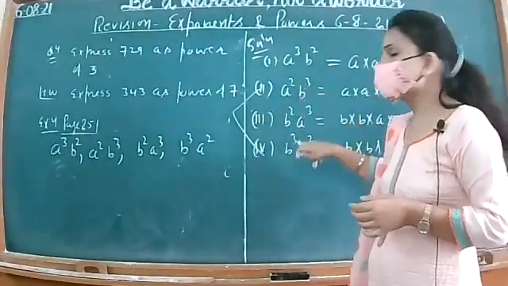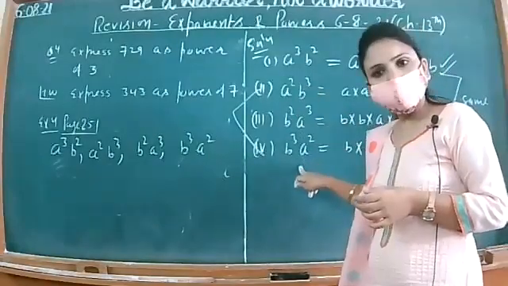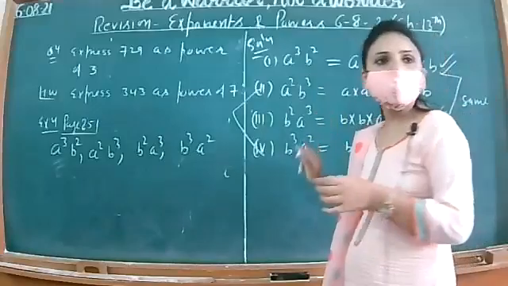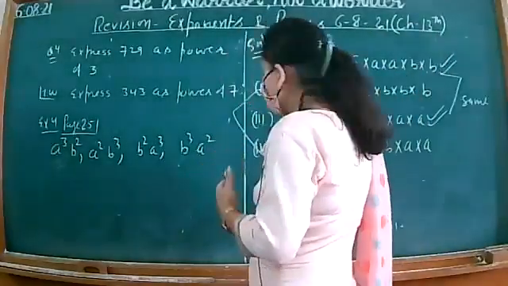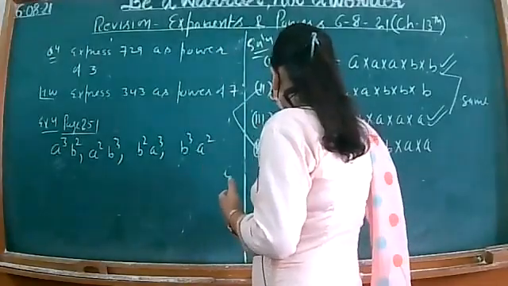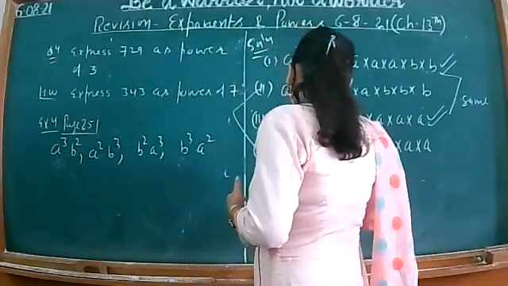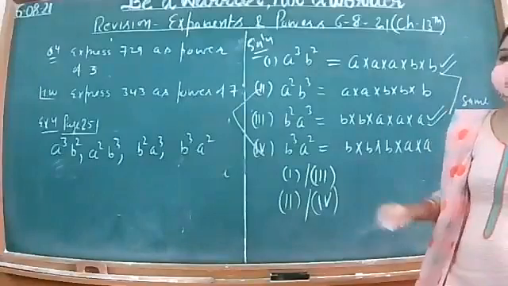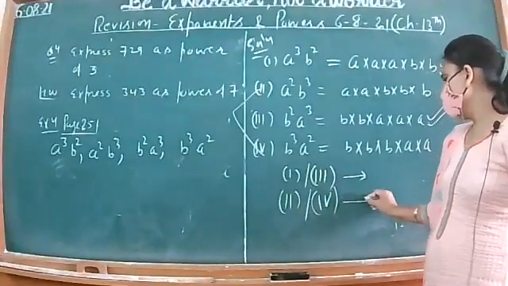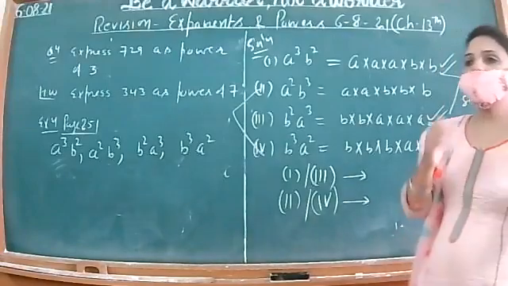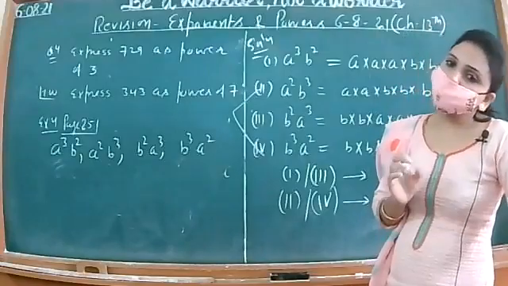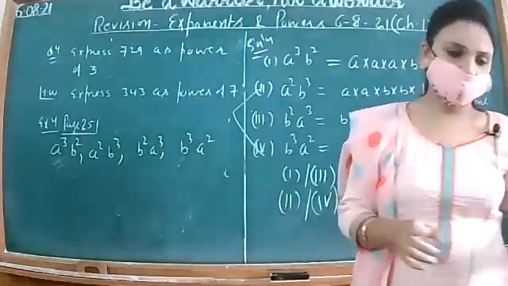That means second is similar to fourth, and first and third. Out of them, which are same? First and third are same, and second and fourth are same. Why are they the same? Because in first and third, power of a and b are same, and in second and fourth, power of a and b are same. The ones in which the powers of a and b are the same, those two will be the same one, right?